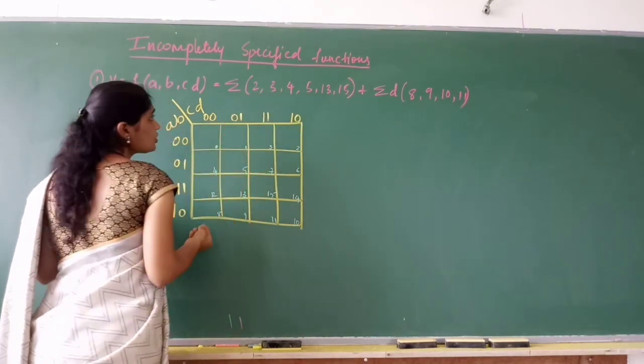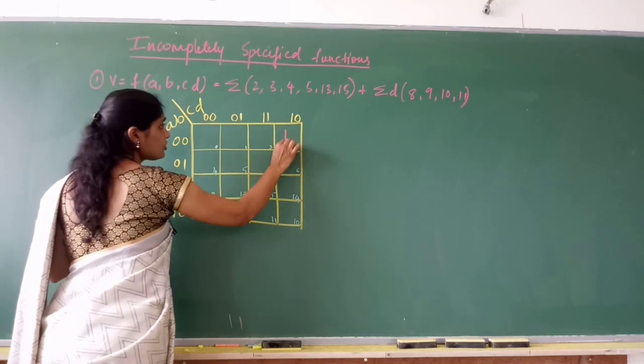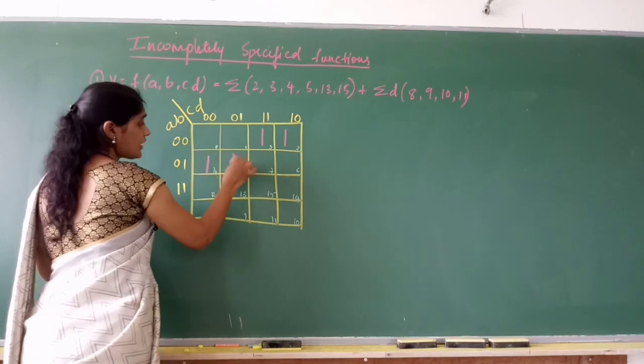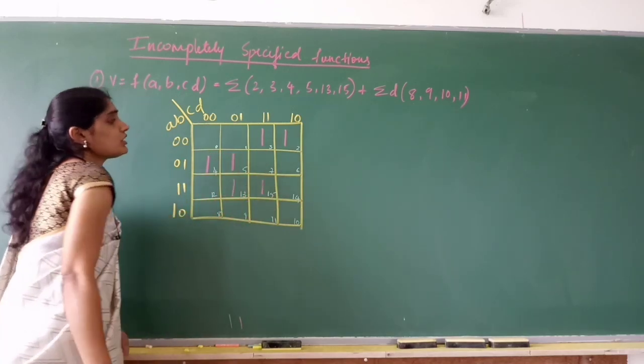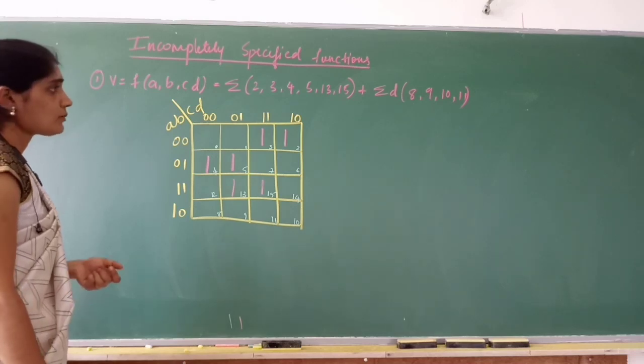So now, what is next step? Fill the min terms. 2, 3, 4, 5, 13, 15. So I will fill the min terms. This is how we fill the min terms in the K-map.